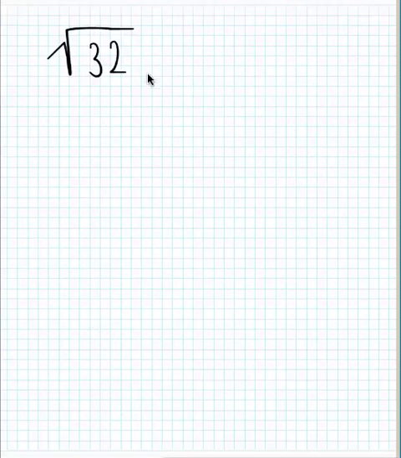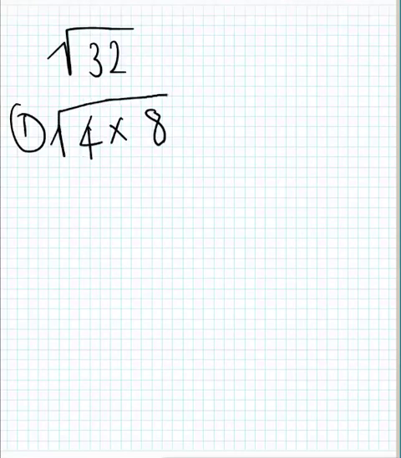Now, the first way I'm going to do this, so I'm going to show you 2 ways. This is the first way. The factors that come to my mind straight away, because I know my timetables, is, well, I know that 4 times 8 gives me 32. And 4 is a perfect square, so I can actually use this, and I will. So that's my first step, to write 32 as 4 times 8, because 4 is a perfect square.